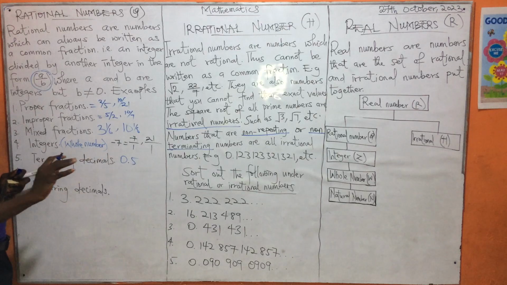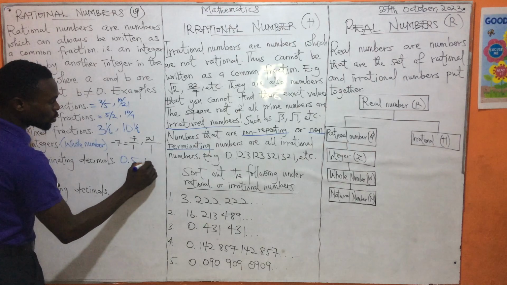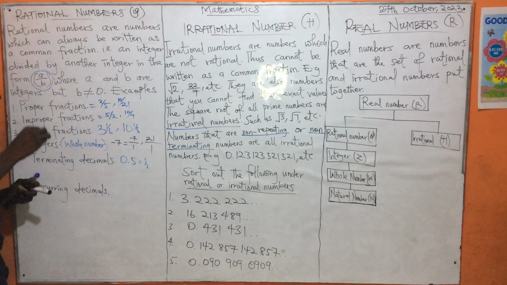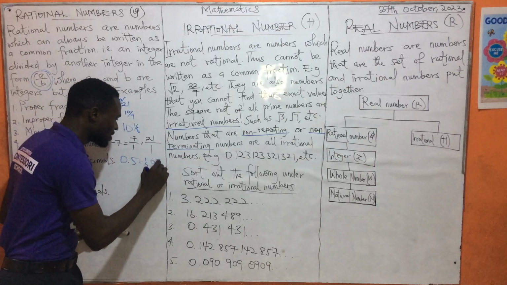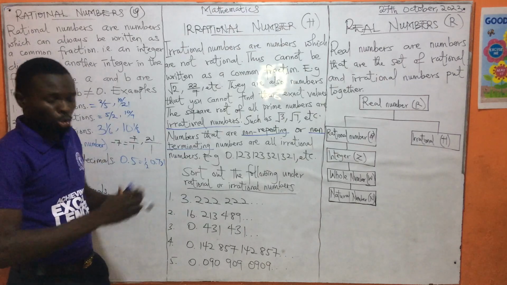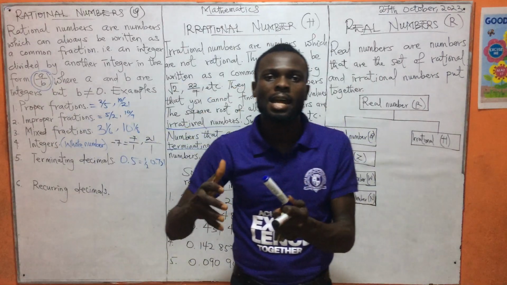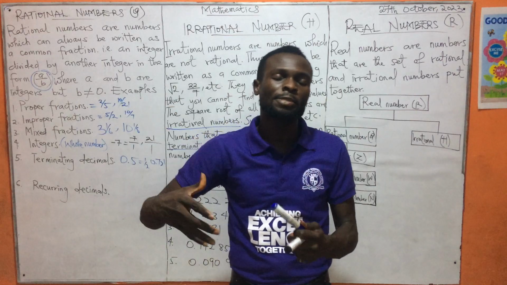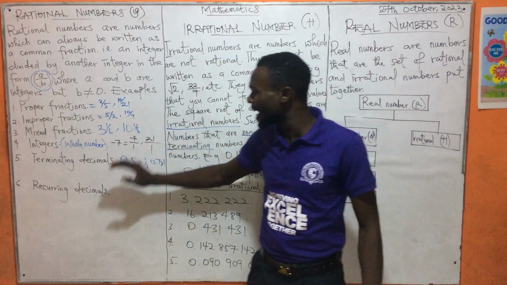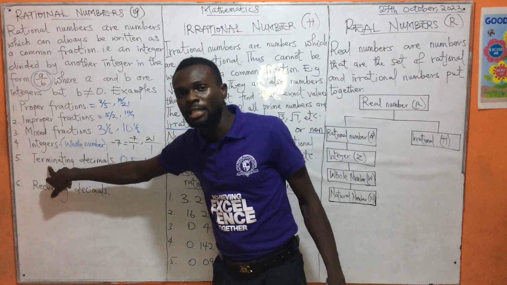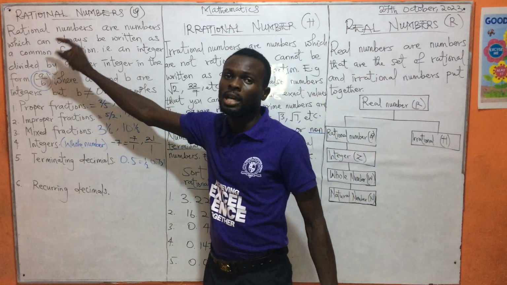0.5 has an end. So this can give us a fraction as 5 over 10, which is what? 1 over 2. So all fractions that have an end. So we have 0.731. When we say terminating decimals, they are decimals that have an end, or a decimal whose end can be seen or found. Then we call that decimal a terminating decimal. So all terminating decimals are also rational numbers.